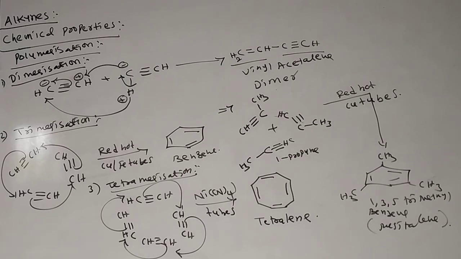See, the dimerization of acetylene forms vinyl acetylene. The trimerization of acetylene forms benzene. The trimerization of 1-propyne forms mesitylene. The tetramerization of acetylene in the presence of nickel tetracyanide forms tetraene. Okay, this is about the polymerization and electrophilic addition, nucleophilic addition and free radical addition reactions of alkynes. In continuation, we'll see some more important reactions. Thank you.